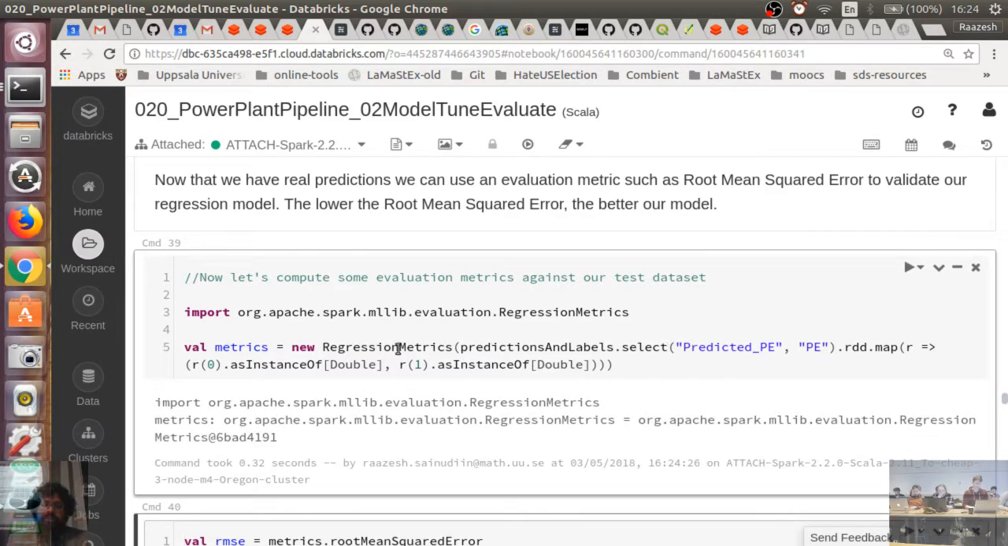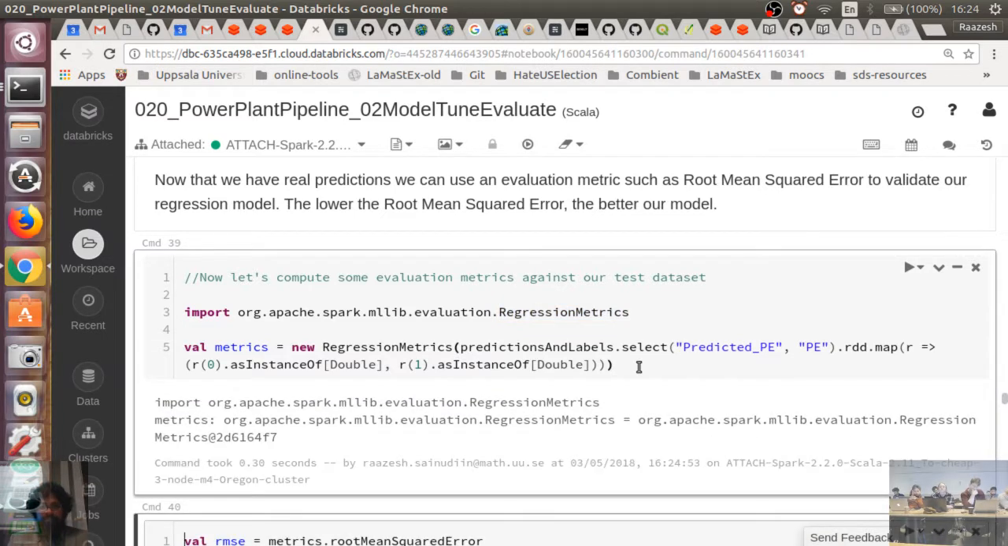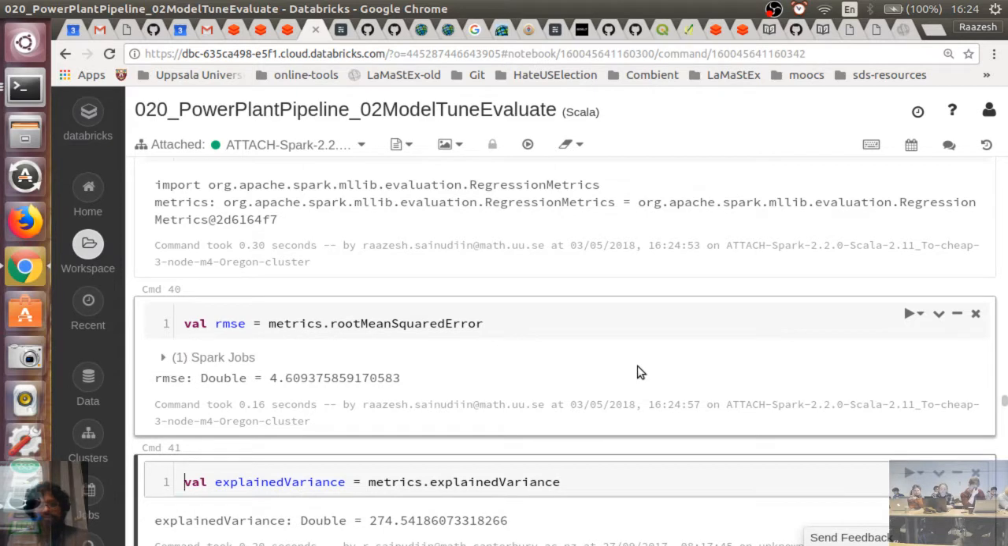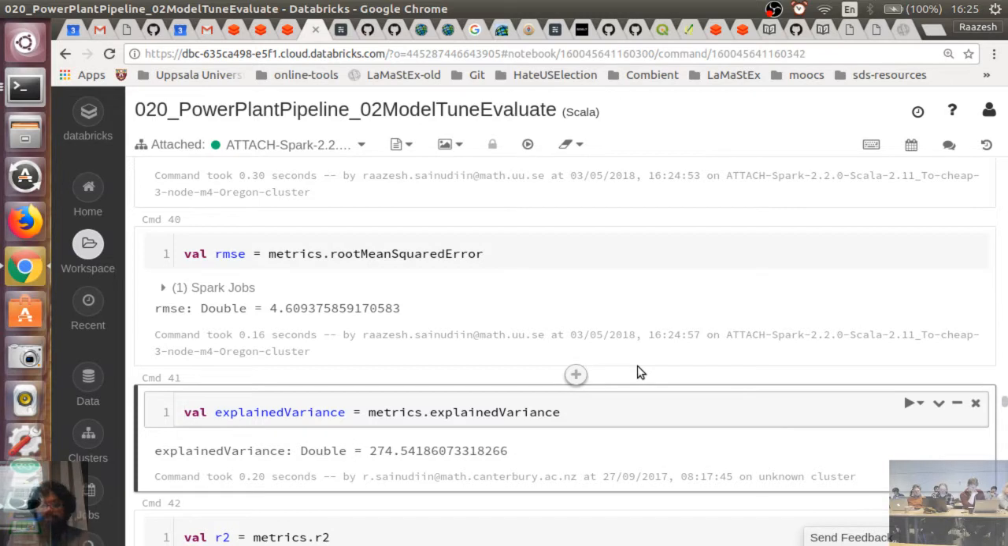So what I'm doing here, I'm creating a new instance of this thing I imported called regression metrics. And then I'm taking my predictions and labels, and I'm only selecting the predicted PE and the actual power output, and converting to RDD, mapping each thing that comes there. So the first one as an instance of double, the second one as an instance of double, and that's going to be my metrics. So then I can ask, what is the root mean square error? So it's 4.6 something.